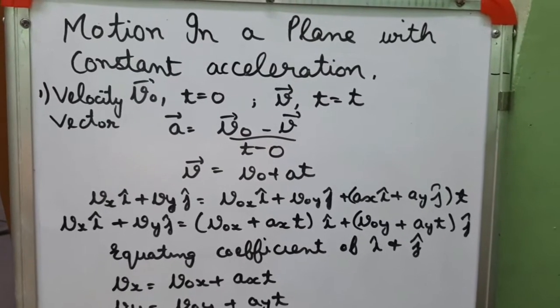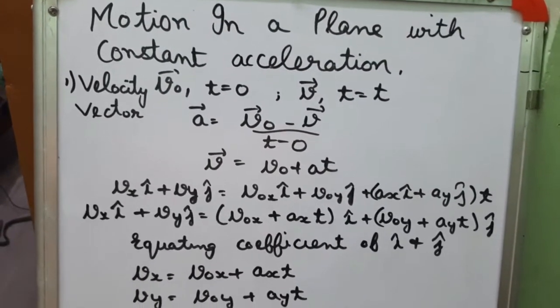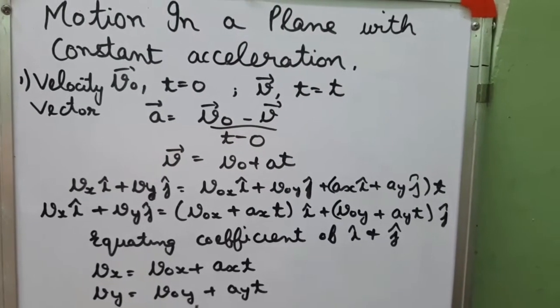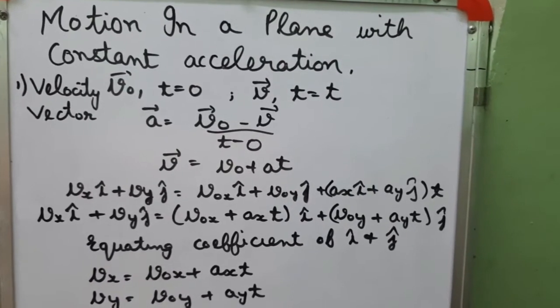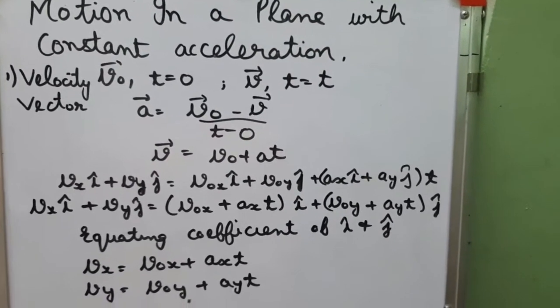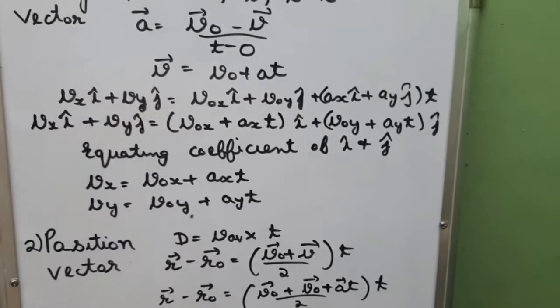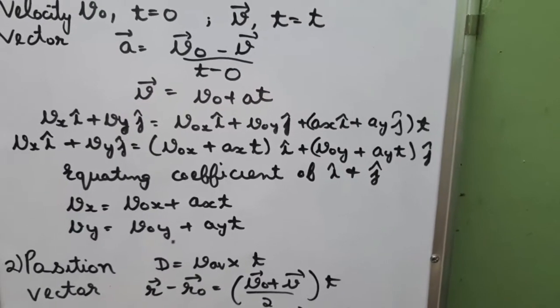As acceleration का फॉर्मूला क्या होता है? चेंज इन वेलोसिटी अपॉन चेंज इन टाइम. तो चेंज इन वेलोसिटी क्या होगा? फाइनल वेलोसिटी माइनस इनिशियल वेलोसिटी, दैट इज v वेक्टर माइनस v नॉट वेक्टर, एंड टाइम इज t minus 0. So from this equation the value of v vector comes out to be v naught plus at.